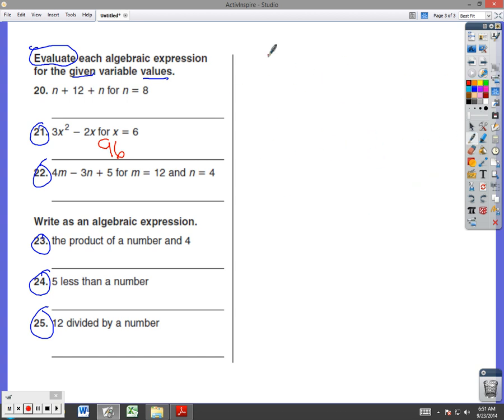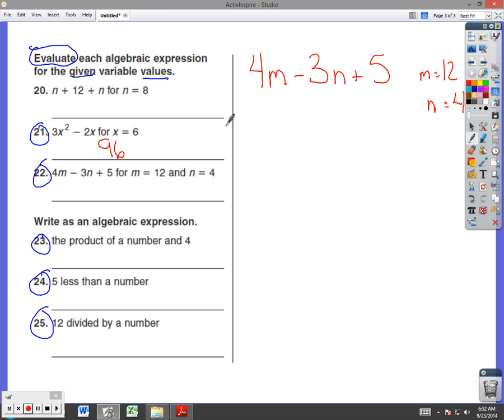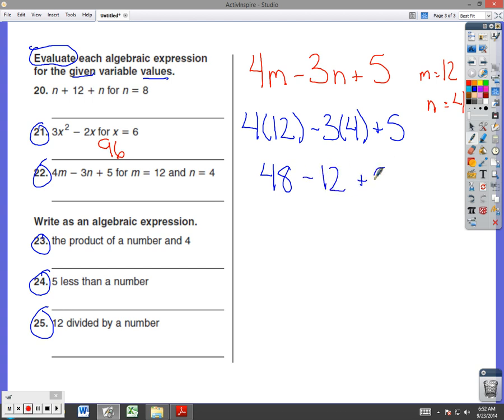That's fine too. I have 4 times m minus 3 times n. Oh, I have two variables in this, plus 5. And it says m equals 12. I'll write down here, n equals 4. Let's substitute in 4 times m, which really means 4 times 12 now, minus 3 times n, which is 3 times 4, plus 5. 4 times 12 is 48, minus 3 times 4 is 12, plus 5.